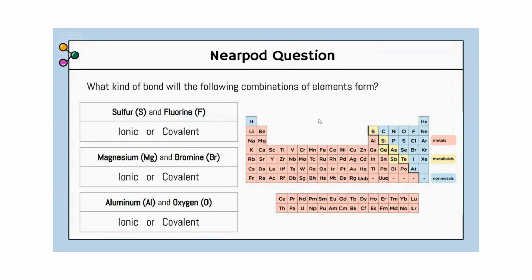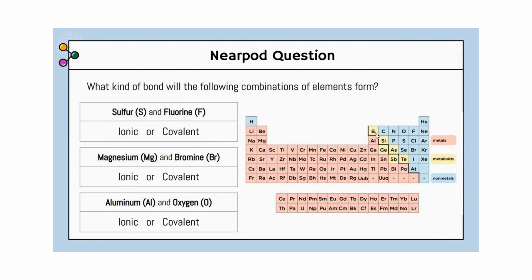If we look at sulfur and fluorine here, if we find them on the periodic table, we'll see they are both on the right side. They're both nonmetals, and therefore these make a covalent bond. Magnesium and bromine. Find magnesium here on the left. We find bromine here on the right. Because it's a mix, these are going to be ionic.